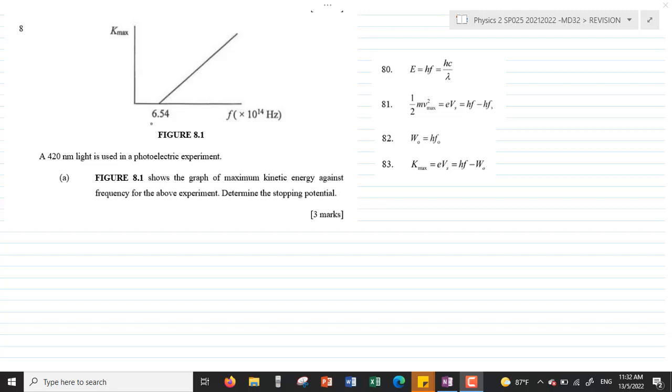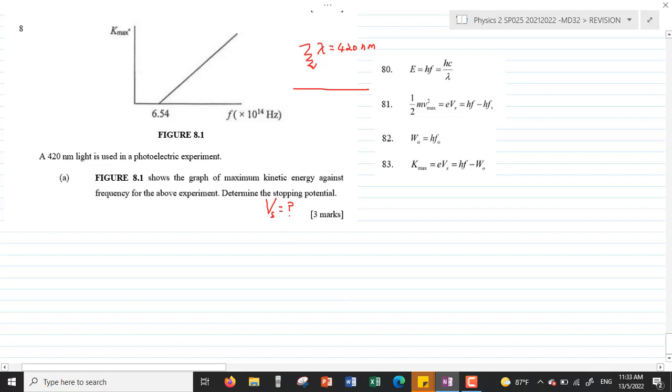So question 8. A 420 nanometer light is used in a photoelectric effect. So we have the photoelectric effect, and we use a light with wavelength 420 nanometer. Figure 8.1 shows the graph of maximum kinetic energy against the frequency for the above experiment. Determine the stopping potential. So we want to find V as the stopping potential for this photoelectric effect experiment.